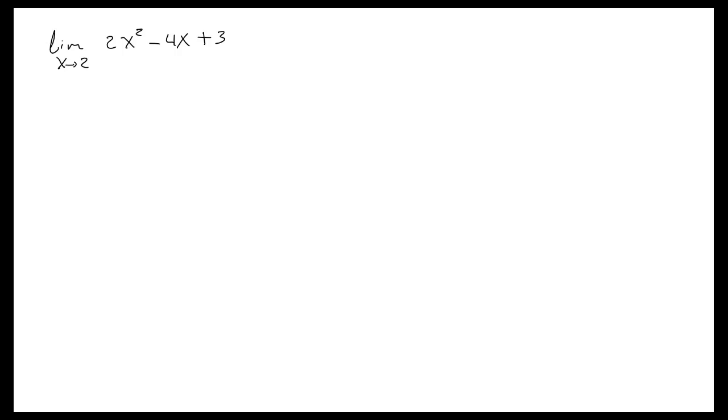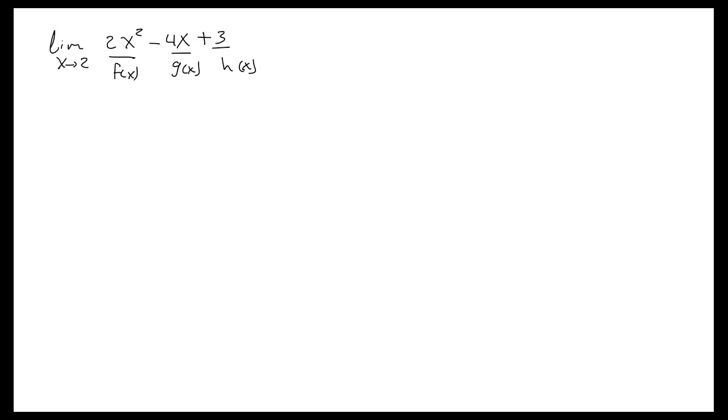Let's say we want to find the limit when x approaches 2 of 2x squared minus 4x plus 3. Well, we can use all the properties available for this example. What do we have here? Well, we are adding how many functions? 1, 2, 3. Let's say the first function is f of x, the second function is g of x, and the third function is h of x.